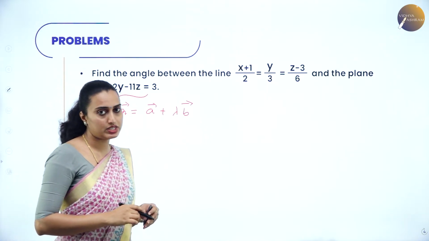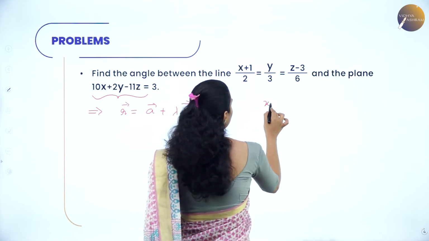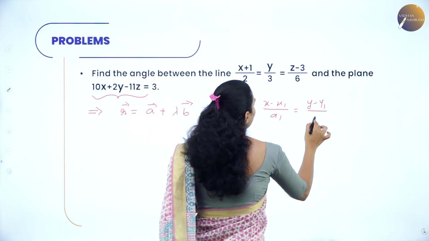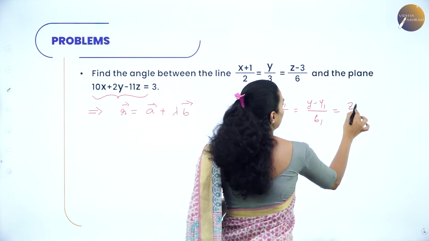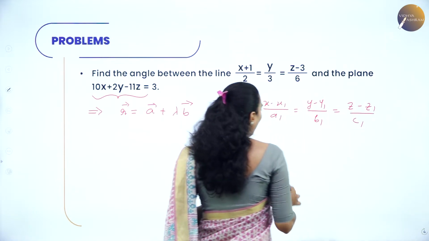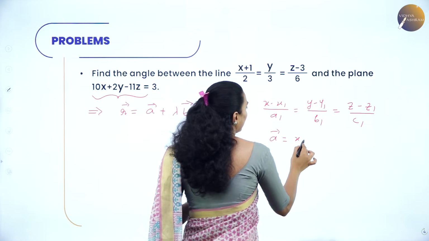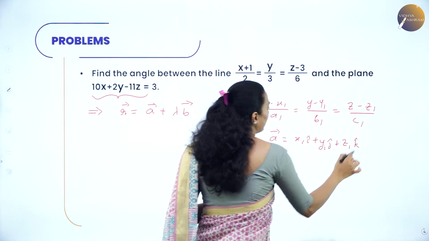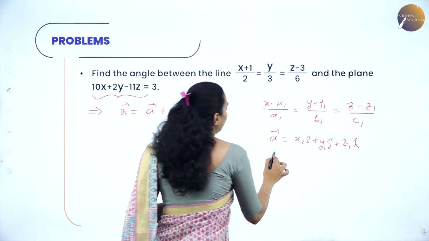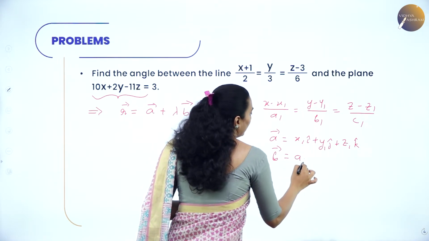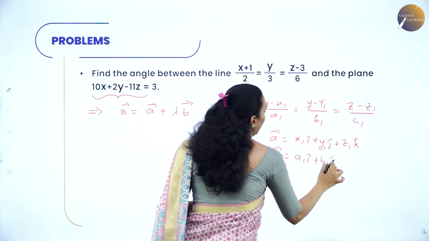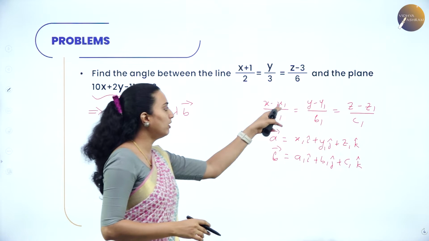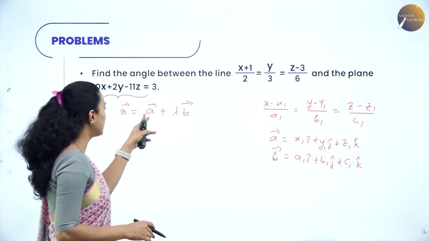Now, what is the a vector? The a vector is nothing but, here you can have (x minus x1) divided by a1 is equal to (y minus y1) divided by b1 is equal to (z minus z1) divided by c1, where the a vector is nothing but x1 i plus y1 j plus z1 k. Similarly, you can have the b vector equal to a1 i plus b1 j plus c1 k. Understood? Now you can see that x1, y1, z1 you can take as the a vector.